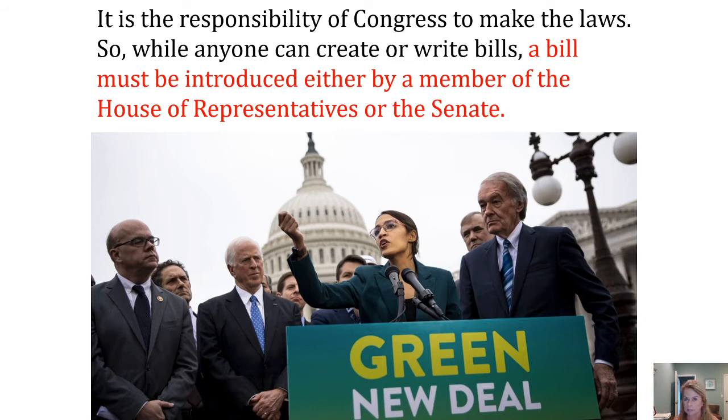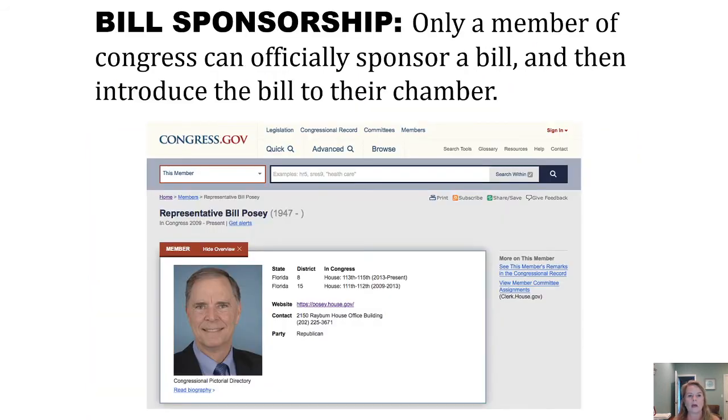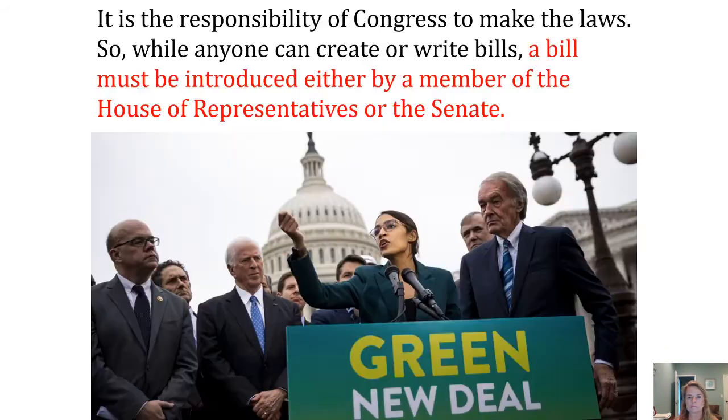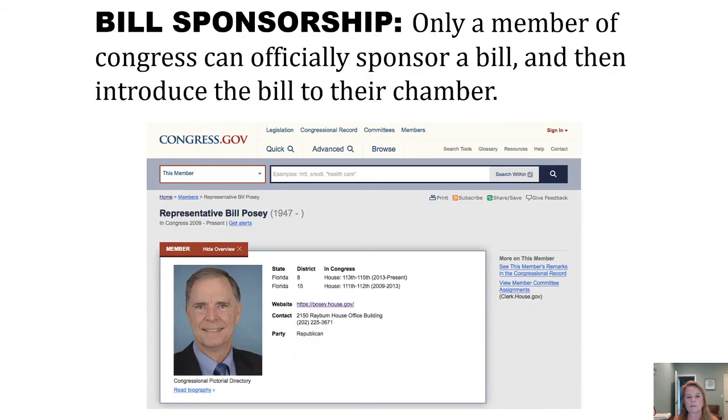And I could contact my congressman, my senator, and say, listen, this is a bill that I'm interested in. What do you think? All right? If they like it, they'll probably rewrite it, but they would have to introduce it. Actually, I can't just walk into Congress and say, hey, here's a bill I want you guys to debate and talk about. Bill sponsorship: only a member of Congress can officially sponsor a bill and then introduce that bill into their chamber.